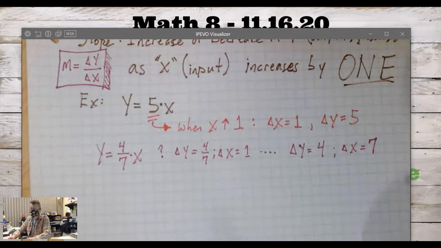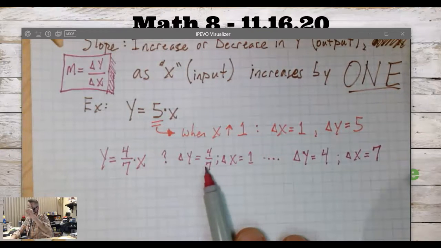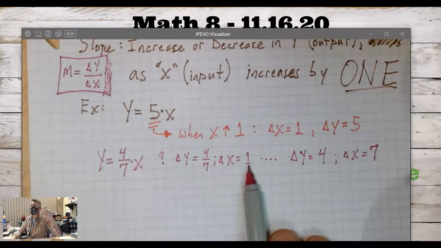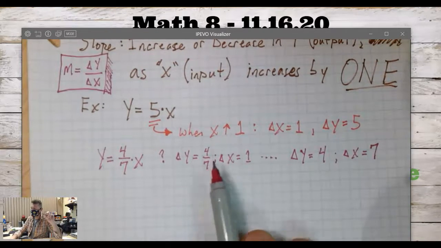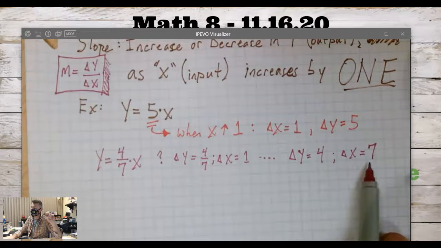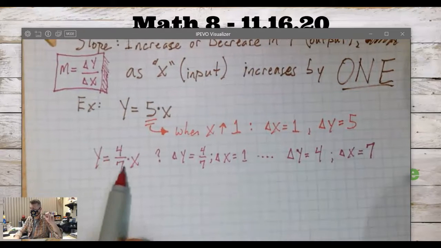So when you're given an equation like this, what's the slope? It's 4/7. And if I asked you, what's the rise and run? Well, you could say the rise is 4/7 when the run is 1. Or, because 4/7 is kind of gross, you could say the rise is 4 when the run is 7. Because slope is rise over run. Rise over run.